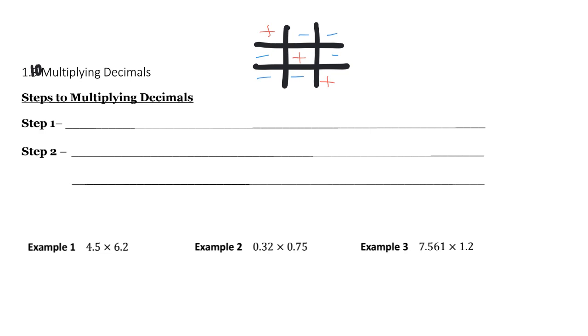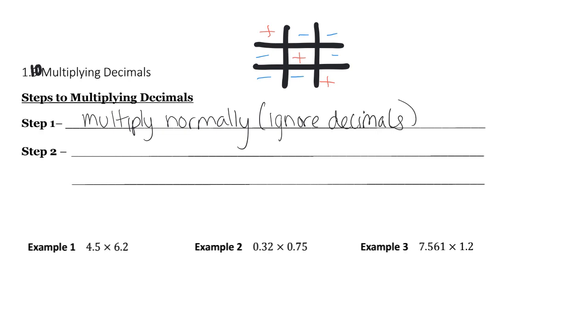The first thing we're going to do is pretty much ignore the decimals. We're really ignoring the decimals, and we're just going to multiply like normal. So in this first part, we ignore the decimals and multiply like normal.